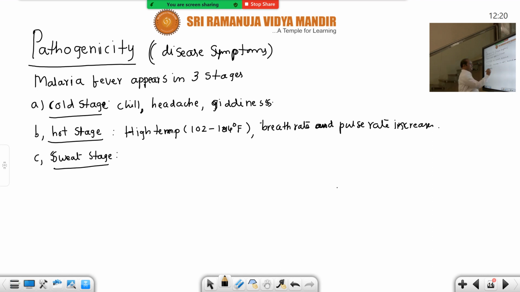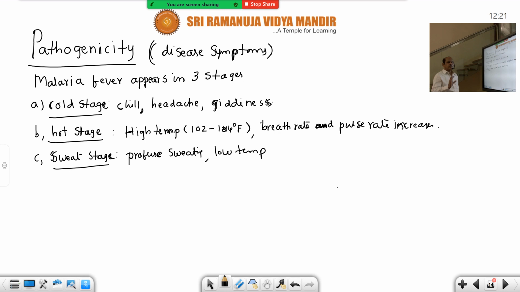So profuse sweating occurs after the temperature. Immediately when the temperature subsides, profuse sweating occurs, and the temperature is reduced totally, almost reduced. Profuse sweating is followed by low temperature, or low temperature followed by profuse sweating.